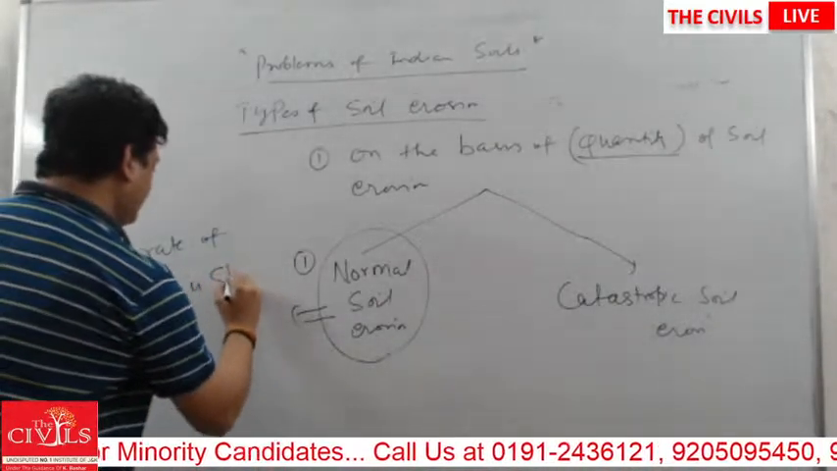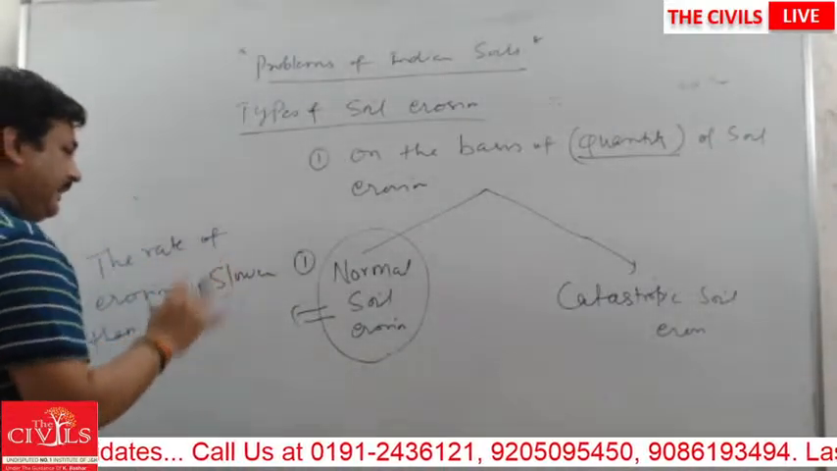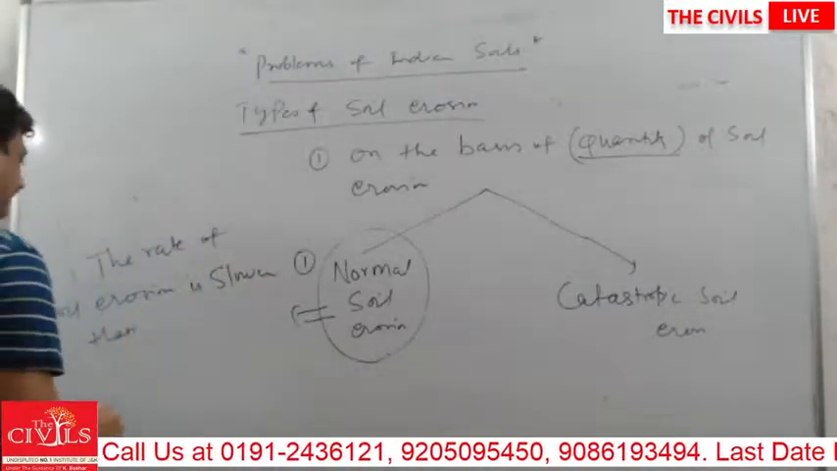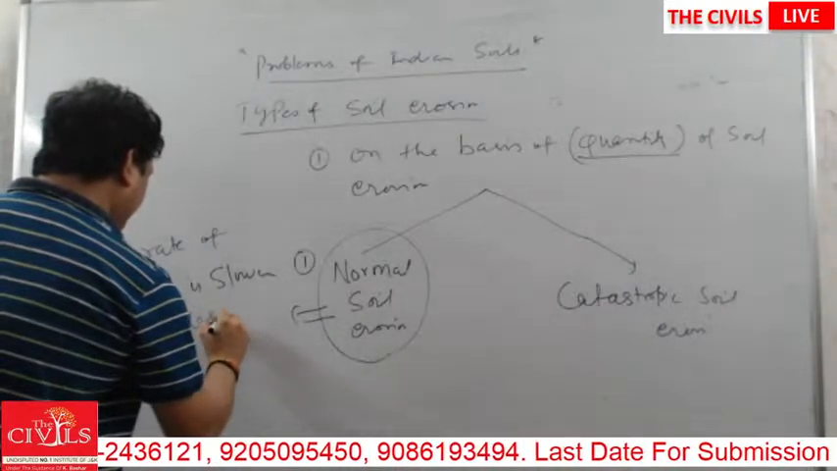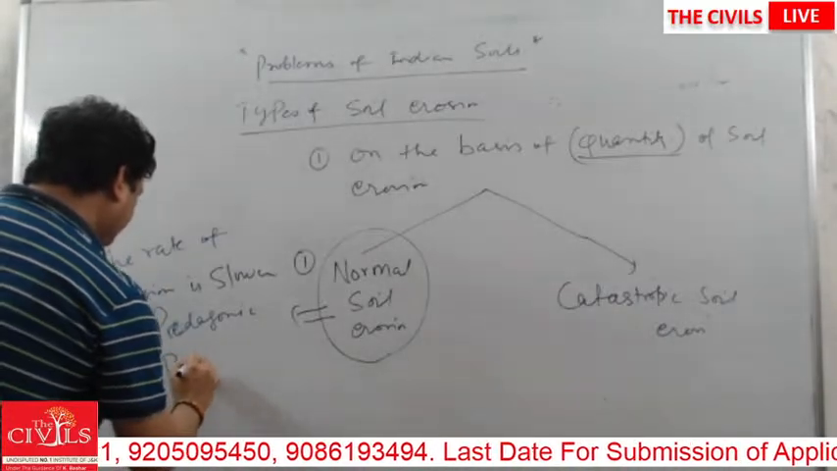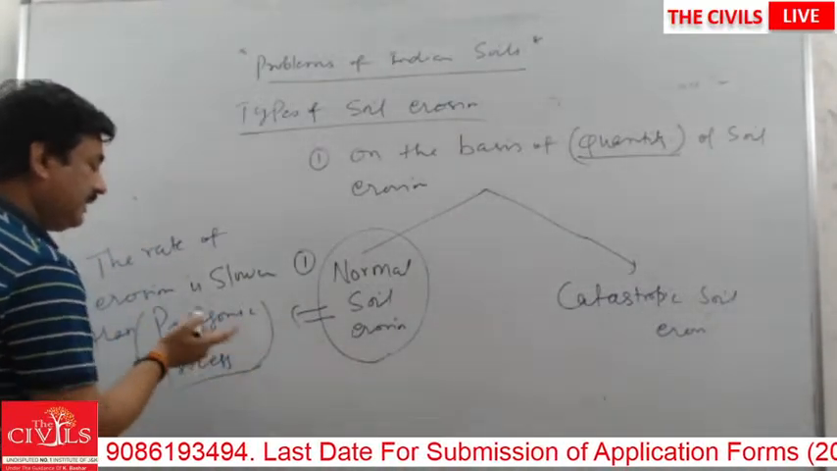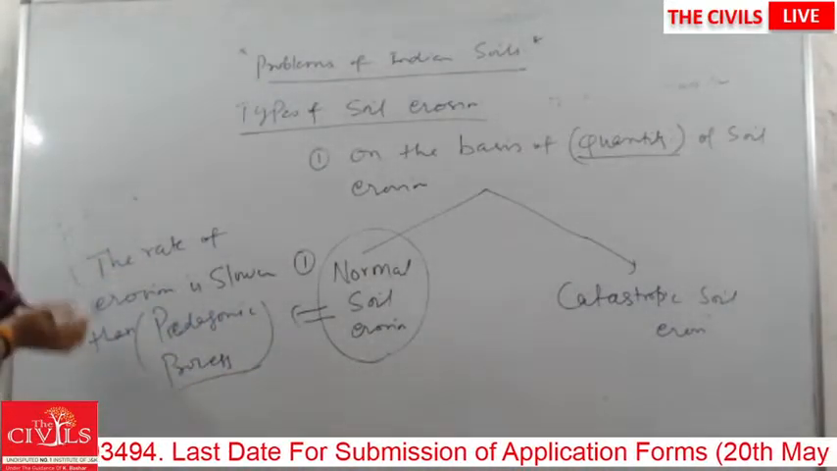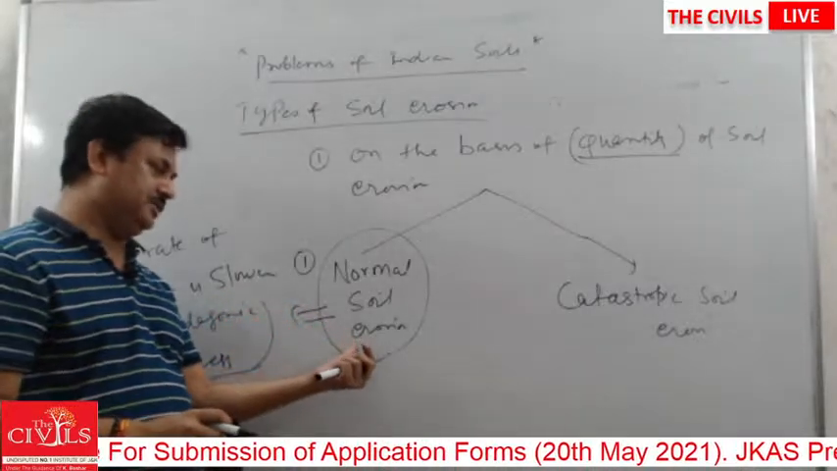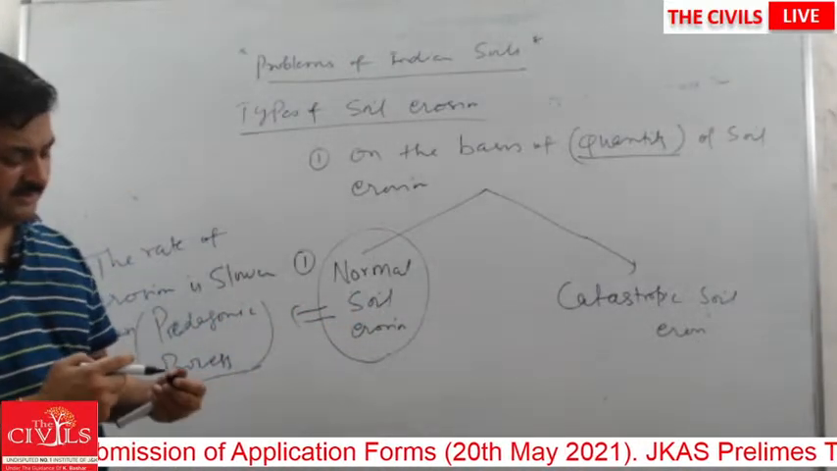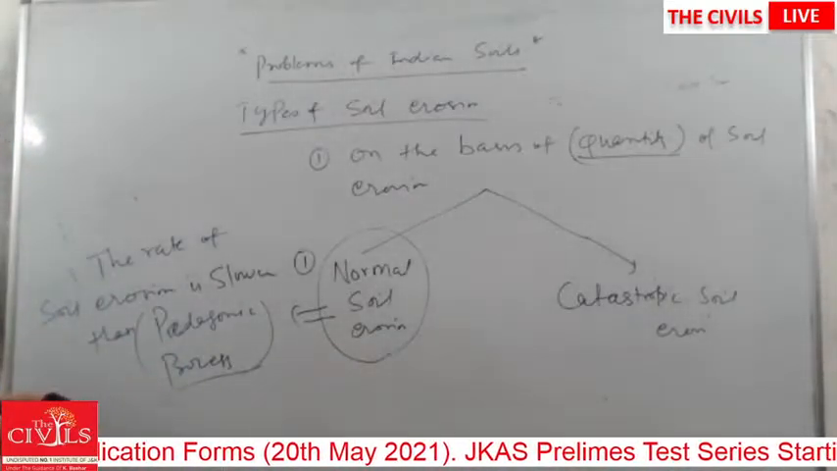When the rate of soil erosion is slower than the rate of replacement, or the pedogenic process, that means the rate of formation is faster than the rate of soil erosion, and this is called normal soil erosion. This soil erosion is not considered harmful for soil.